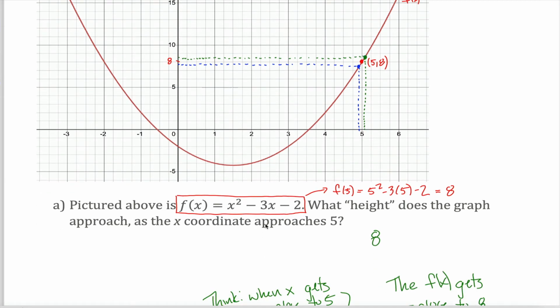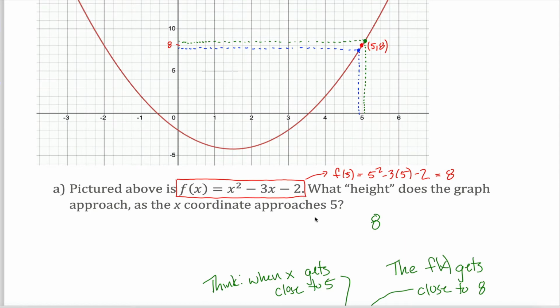Not that bad, right? If you're like most students, you're like, all right, I don't really like this idea of what the output gets really close to. Wouldn't it be a lot easier to just figure out that this point 5, 8 is on the graph, and therefore the limit as x gets close to 5 is going to be really close to 8? Why not just put 5 into this equation?